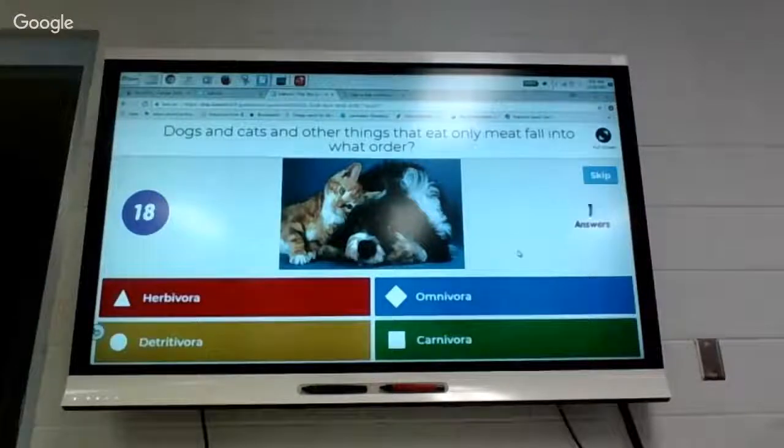So if this is the order, our order is primates, but if an animal only eats meat, which of these would make sense for them?